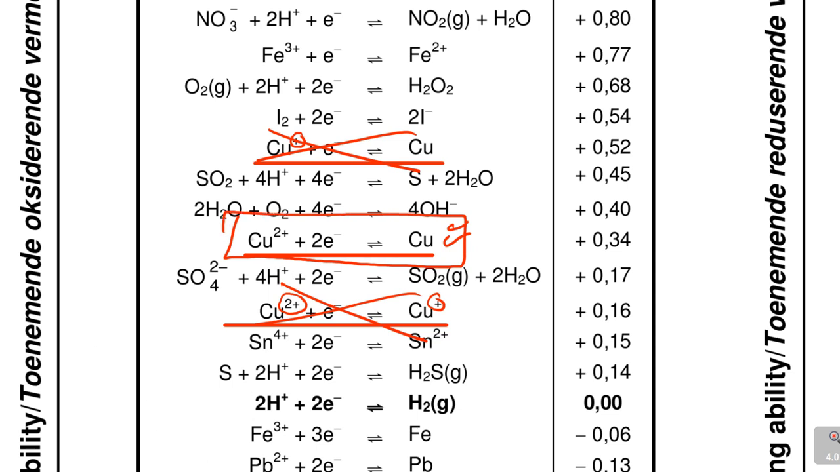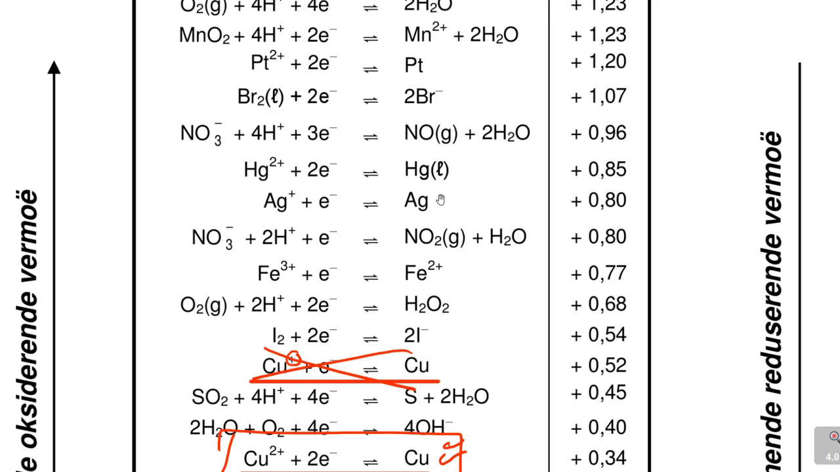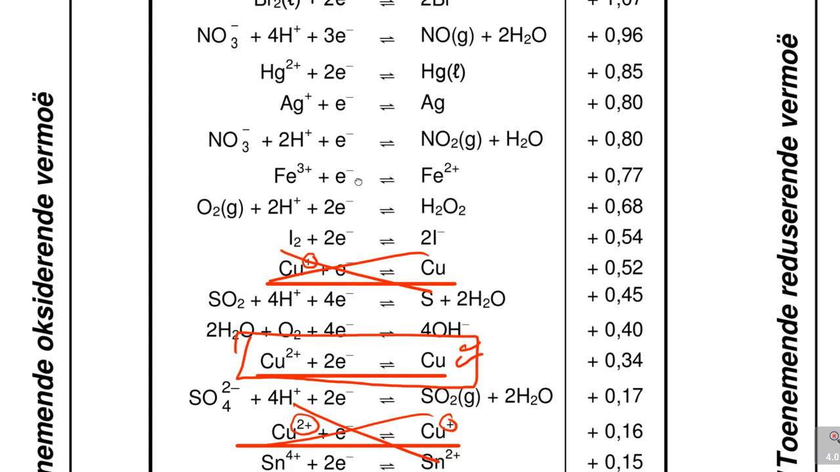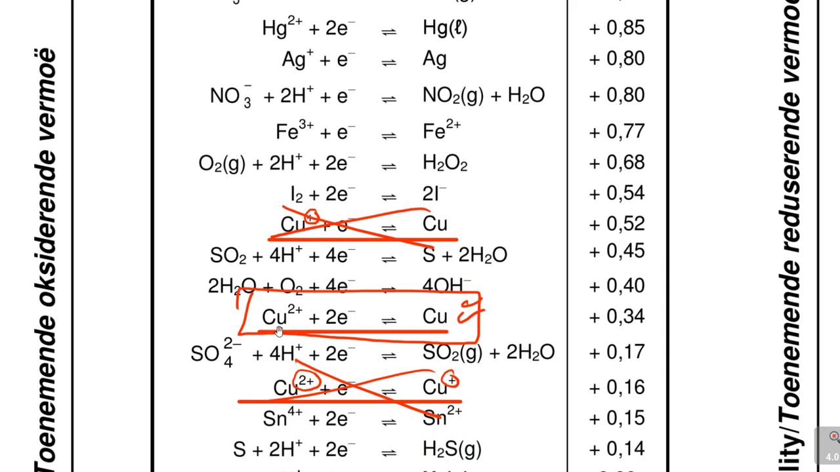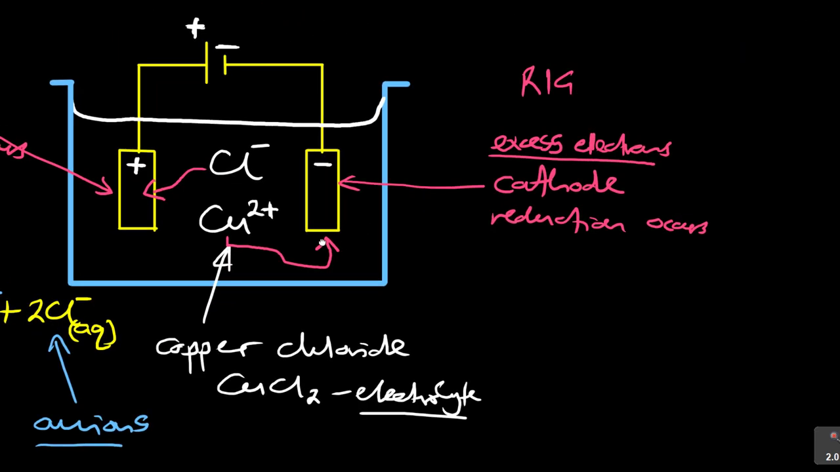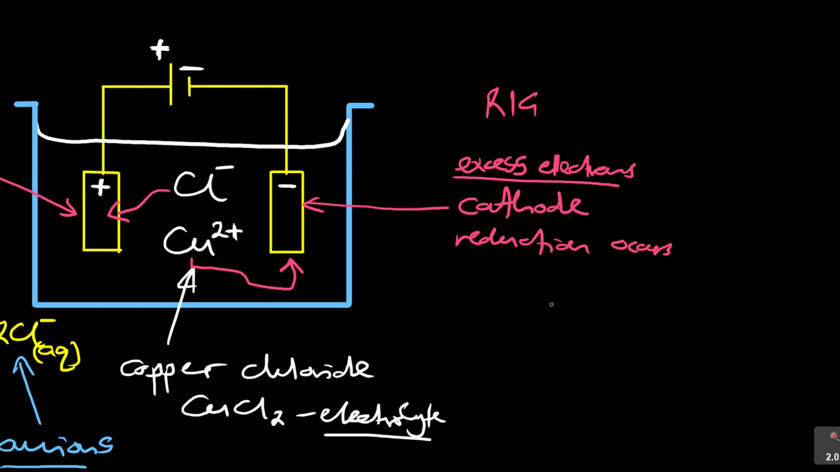So let me write it down. We call them reduction potentials, meaning you are gaining. You see, electrons are being gained here, plus electrons. So these are called half reactions. I'm going to write it as copper 2 plus plus 2 electrons gives copper. Now you must understand, when it's copper 2 plus, you're allowed to say aqueous there, and here you're allowed to say solid. You just have to know that information.